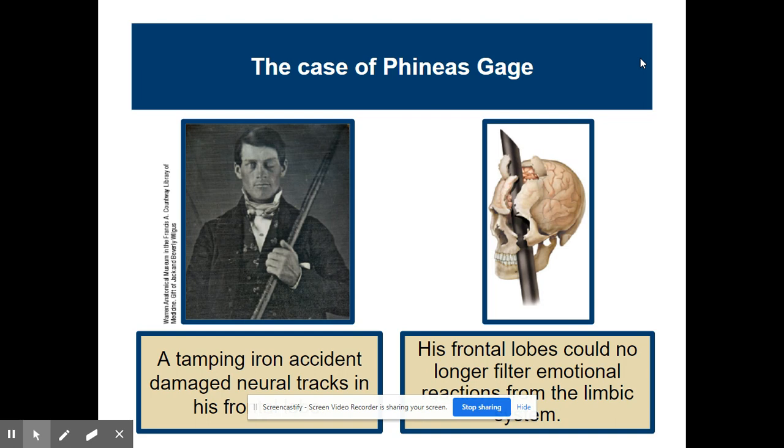This is referred to as an aphasia, an impairment of language that is caused by damage to either the Broca or the Wernicke areas, which we'll talk about here in a second. But as this tamping rod went through his brain, it severed his frontal lobe from his amygdala. And so what happens with him is that he is unable to judge and control his emotions, and he acts upon his amygdala.